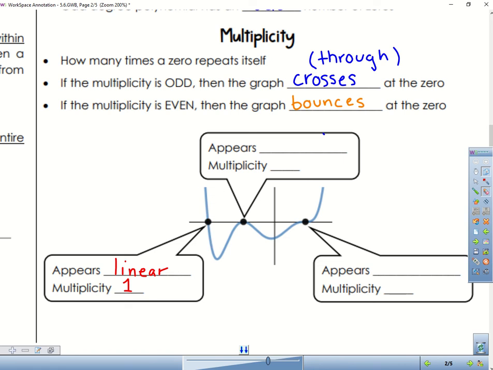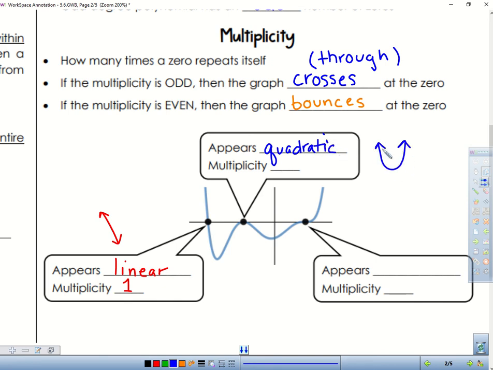Now, the next one has an appearance of what type of graph we learned about in this class? Quadratic, right? So linear is over here. Then we have quadratic. And quadratics have how many zeros? 1 or 2. 2, which means a multiplicity of 2. Even multiplicities bounce at the x-axis. See how it doesn't cross the x-axis anymore? It's just bouncing on the x-axis, because it's an even multiplicity.